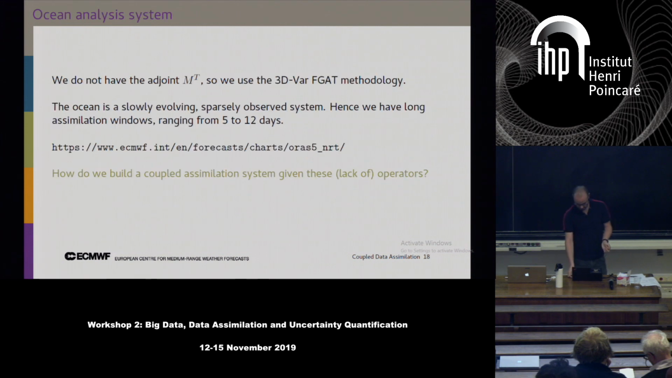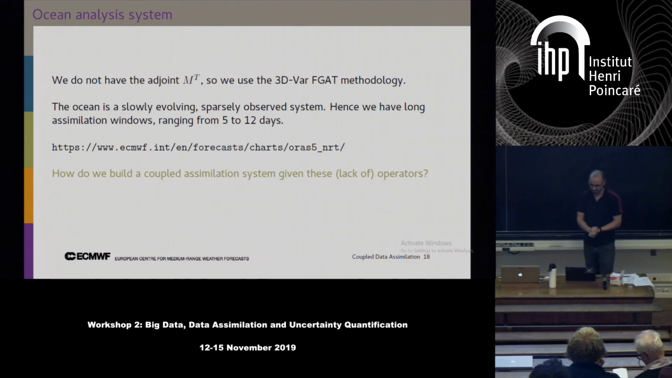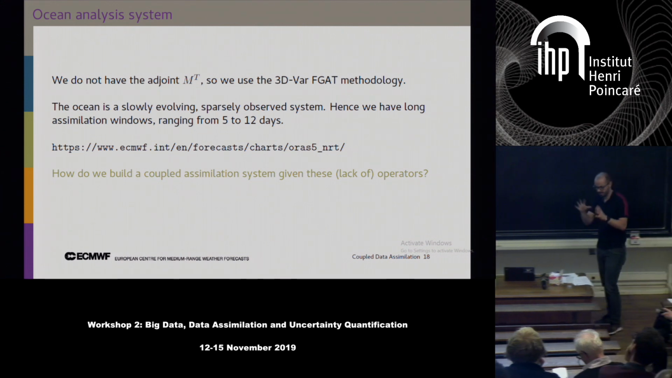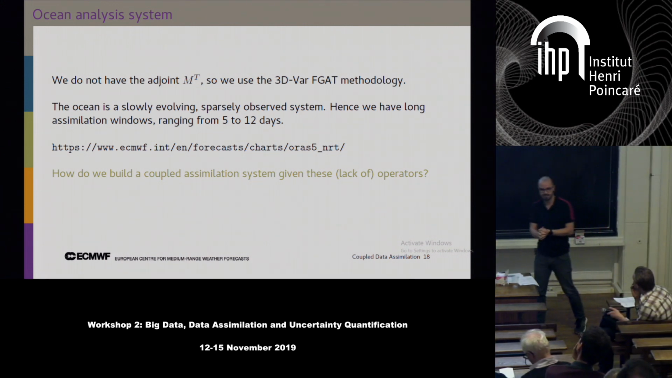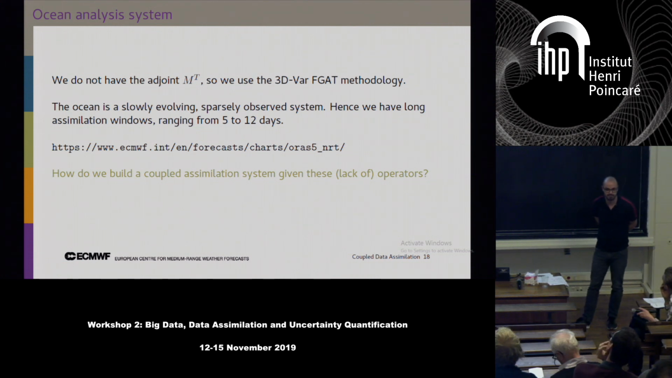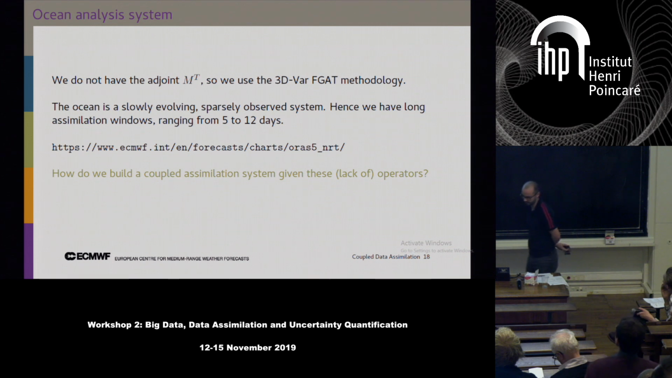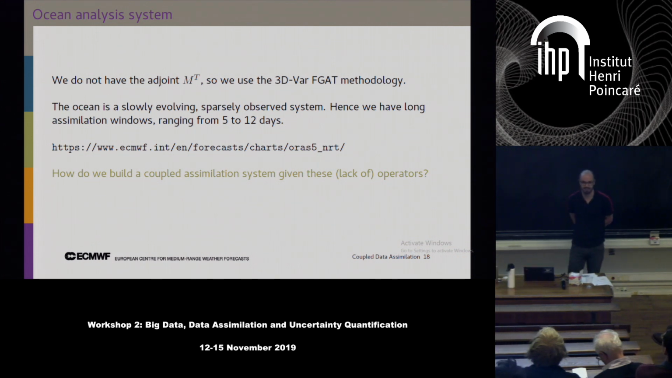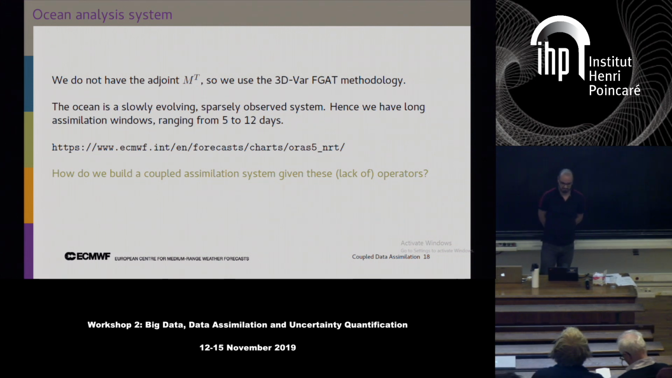So basically, to run with this coupled model, we have to have an ocean analysis system. In the ocean-only context, we still don't have all these operators which we would like to use. For example, we don't have the adjoint of our ocean model. So that means that our methodology is 3D-Var FGAT to find our analyses. And the ocean is pretty slow. There's a lot fewer observations in the ocean than the atmosphere, so we have a long time window, which ranges from 5 to 12 days.